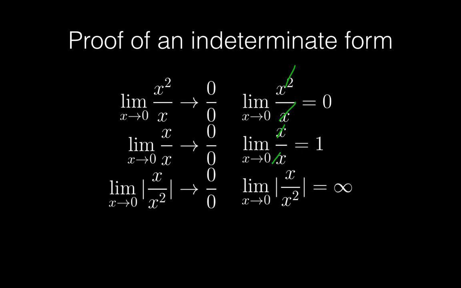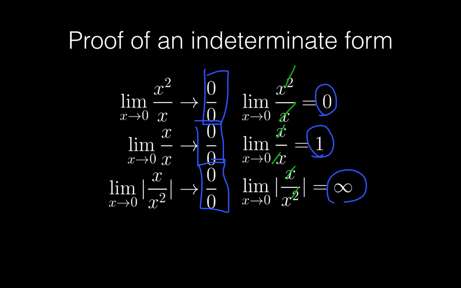Now we look at this limit. The limit as x approaches 0 of the absolute value of x over x squared results in the form 0 over 0. Again, we can cancel out these x's. We now get the limit as x approaches 0 of the absolute value of 1 over x. We can see that this is infinity. You may notice that these all result in different answers, even though they all received the same form. This means that 0 over 0 is an indeterminate form.